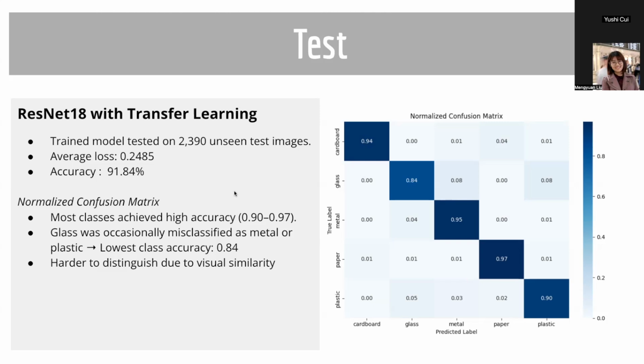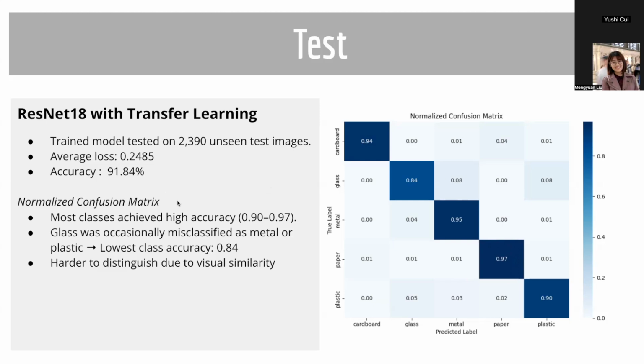We then evaluate the ResNet 18 model on a separate test dataset. It achieves an average loss of 0.2485 and accuracy of 91.84%. The normalized confusion matrix shows that most classes are predicted with high accuracy, ranging from 0.9 to 0.97.